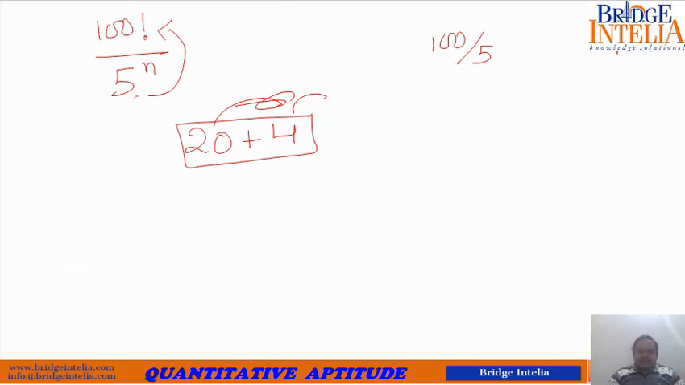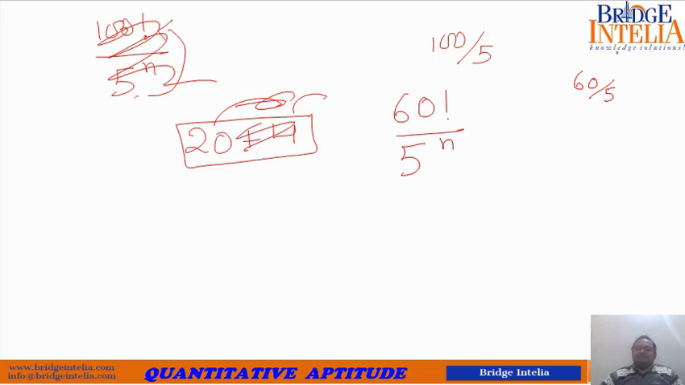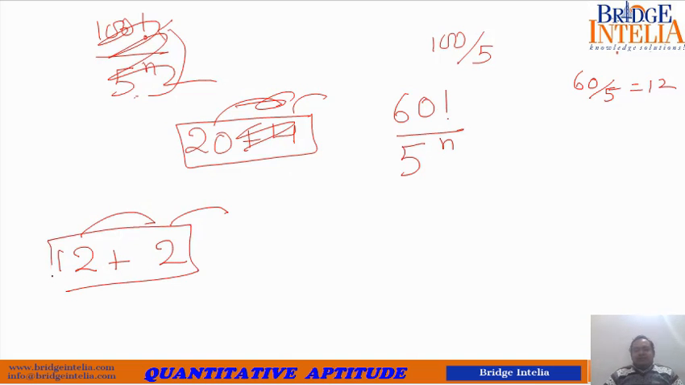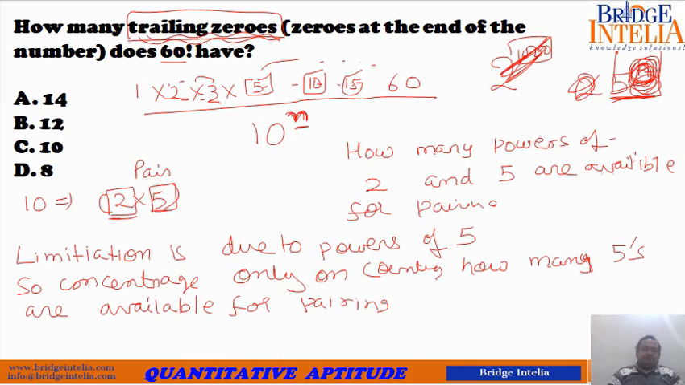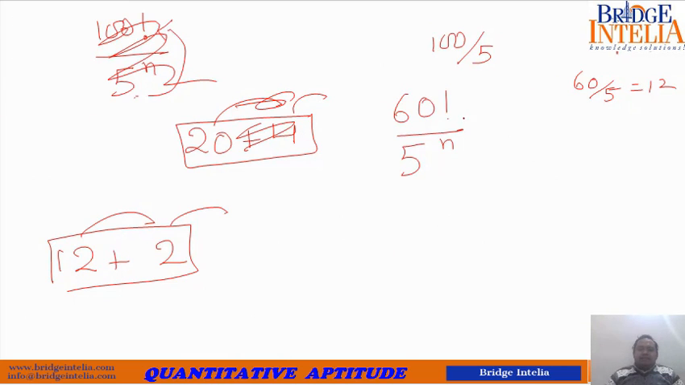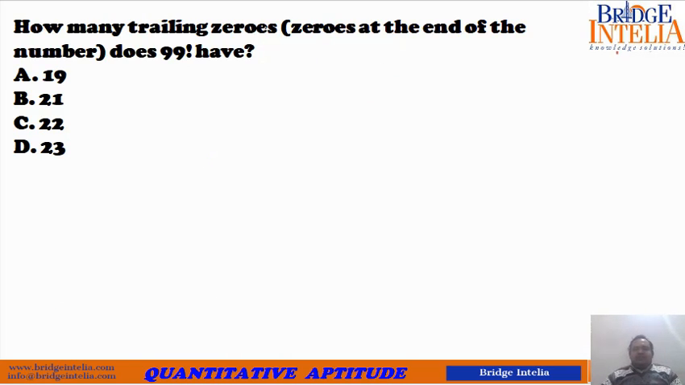Here question is not 100 factorial but 60 factorial. So instead of 100 factorial, question has been asked on 60 factorial. So this is the real meaning of the question. So let's solve this. 60 by 5, 12. So start with 12. 12 divided by 5, 2. You cannot proceed any further. So 12 plus 2, 14. So whenever the question is to find the number of trailing zeros, the meaning of the question is this: how many powers of 5 are available?